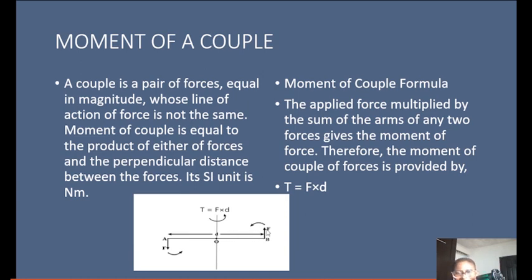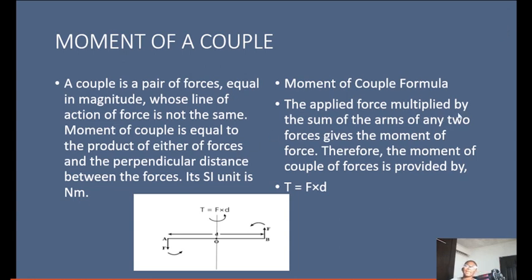So you can take anyone. You can say force times the perpendicular distance. So moment of a couple is equal to the product of either of the forces and the perpendicular distance between them. And its SI unit is also Newton meter because F is in Newton, distance is in meter. So that's the moment of couple formula.